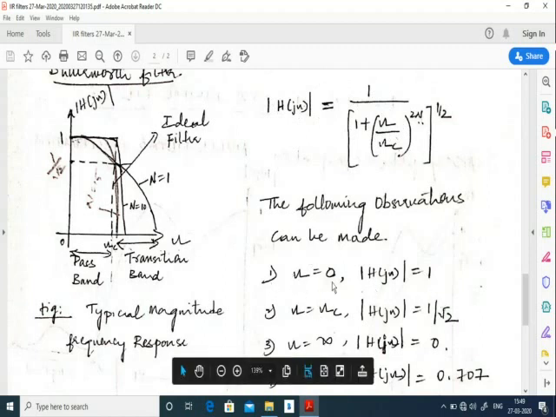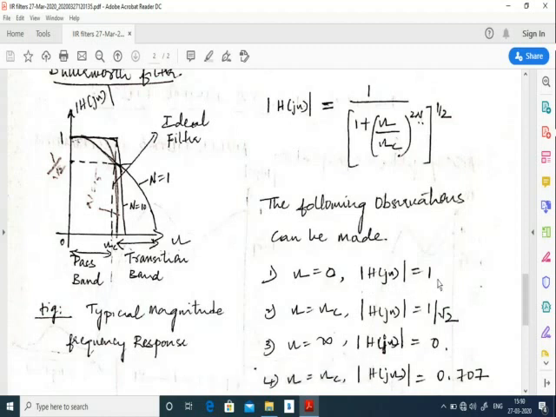That is, when omega is equal to 0, magnitude of H of j omega is equal to 1. Shall we observe the same in this diagram? See here, at omega equal to 0, its magnitude is always equal to 1. Now, shall we take the second case?